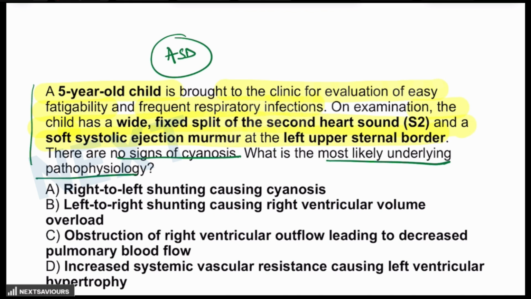As you know, once you have identified it to be a feature of ASD, what are the clinical features provided over here? There is a wide fixed split of second heart sound, which is wide because of prolonged right ventricular systole happening because of the volume overload. And why is it fixed? Because it does not change with respiration due to constant left to right shunting. Another finding is a soft systolic ejection murmur at the left upper sternal border due to increased pulmonary blood flow through the pulmonary valve. Then another finding is a mid-diastolic murmur at the left lower sternal border. And no cyanosis unless Eisenmenger syndrome develops.